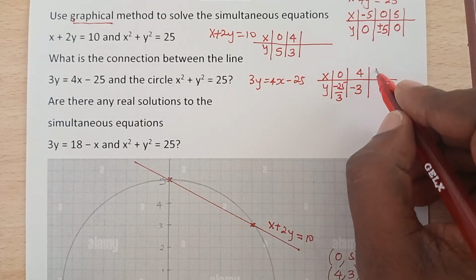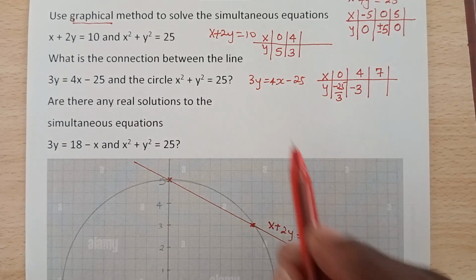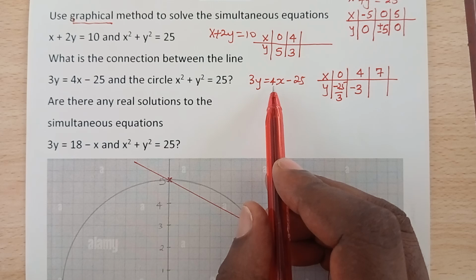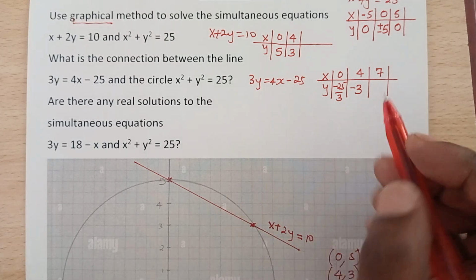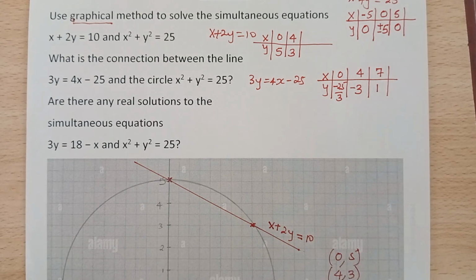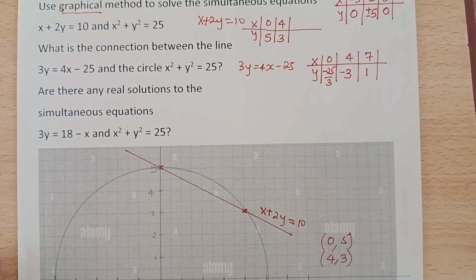What about when x is something like 7? Let's see. 7 times 4 is 28. 28 minus 25 is 3. 3 divided by 3, y becomes 1. And those points are just enough to draw a straight line, since it is a straight line graph.